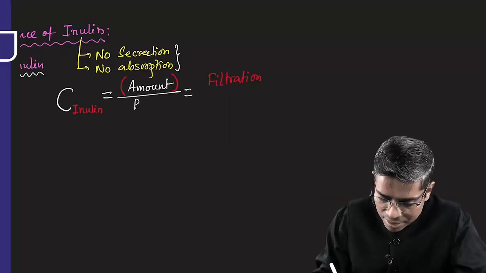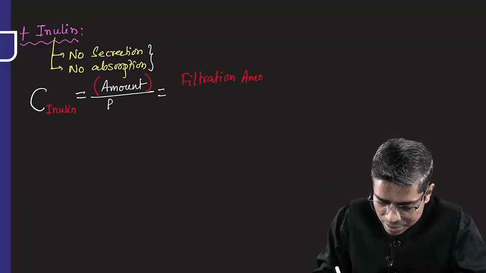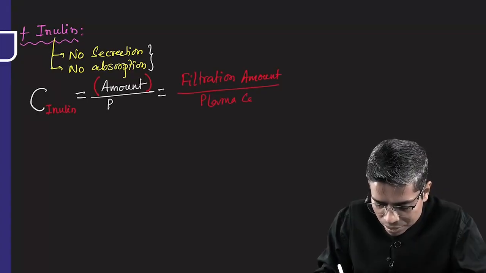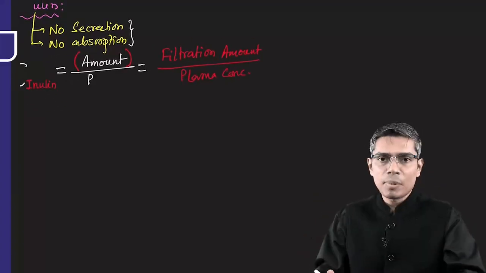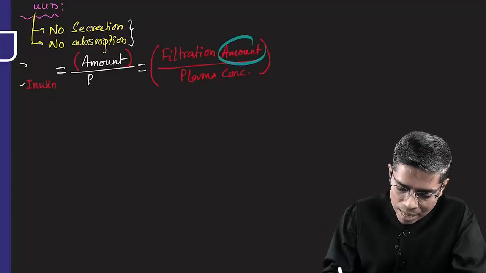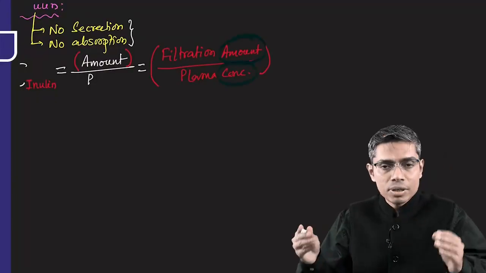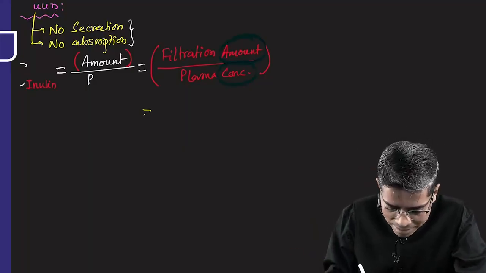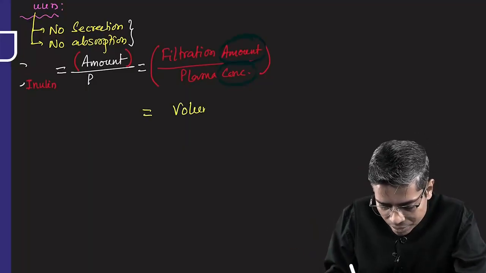Okay, so filtration amount, I'm writing here, filtration amount upon your plasma concentration. Now, I already told you, if you divide the amount upon concentration, what are you going to get? You are going to get a volume per unit time. So now I'm getting a volume. Which volume? The volume from where the inulin is reaching your urine. Getting my point? I told you that this is the clearance volume.